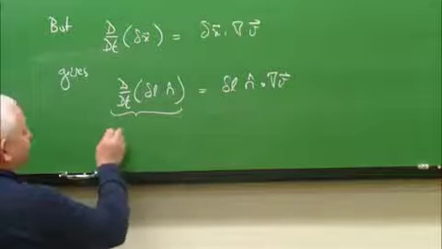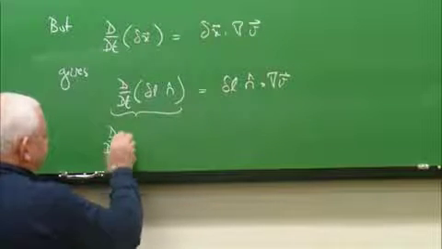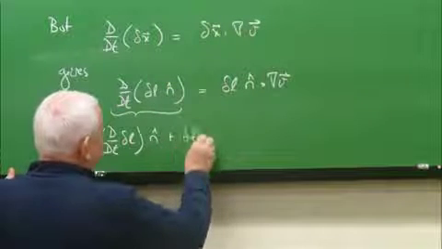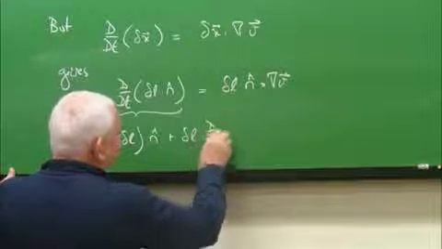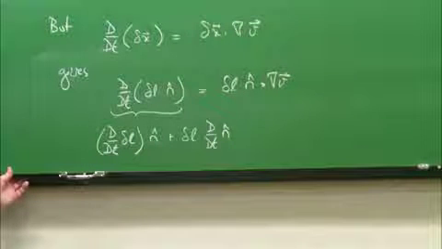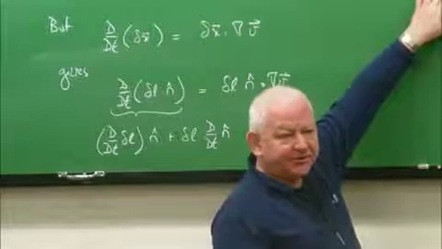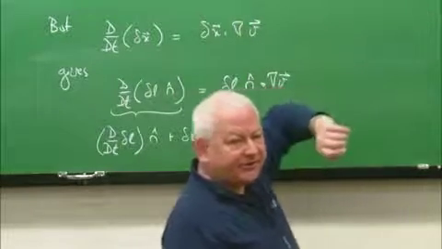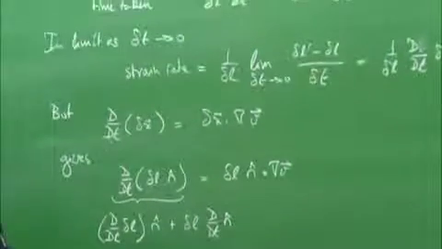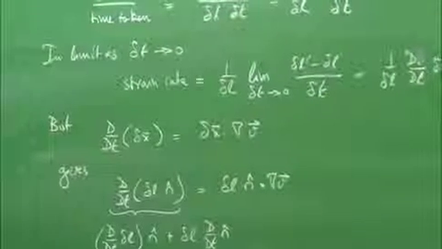Apply the product rule, and this gives me that d/dt of delta L times n hat is delta L d/dt of n hat. Well, that's nice. I've got the derivative that I need. The factor of 1 over delta L, well, I can multiply and divide both sides of this expression by delta L, and that will then give me the quantity that I need as one of the terms.